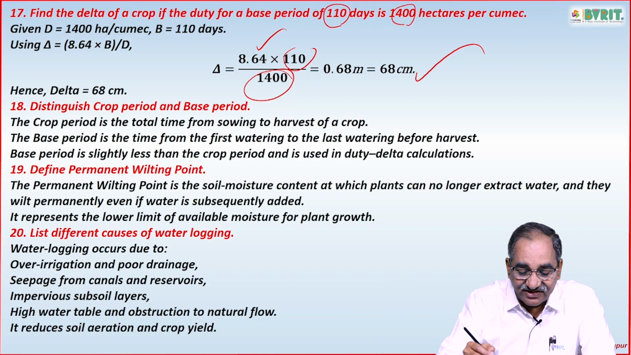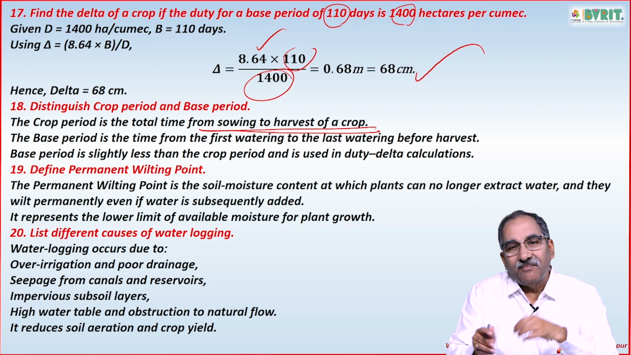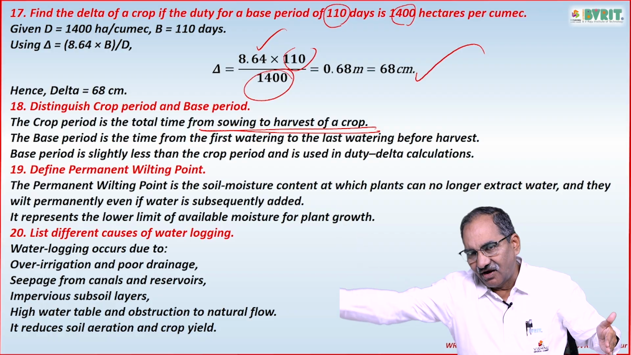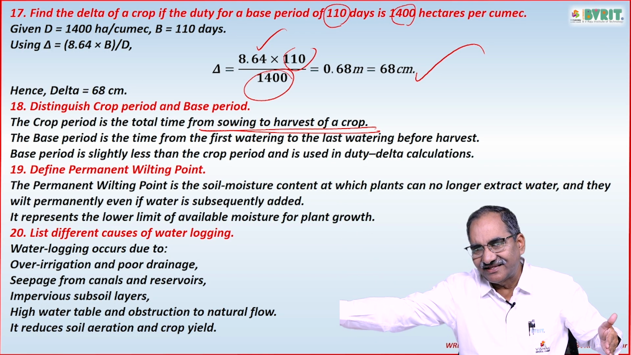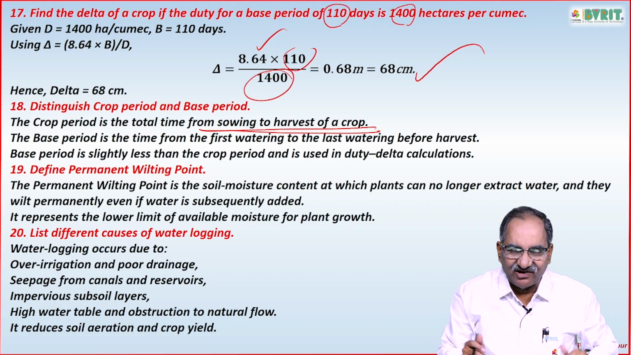So crop period is the total time from sowing to harvesting. The number of days from the day you have sown the crop to the day you have harvested the crop, cut the crop and removed it. So that is the thing. That period is called the crop period.